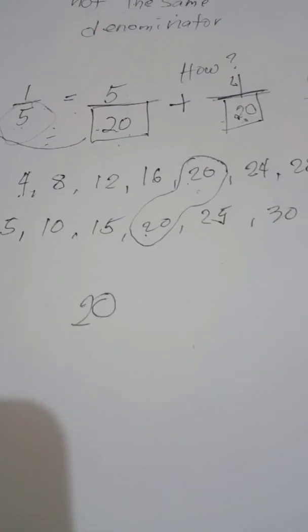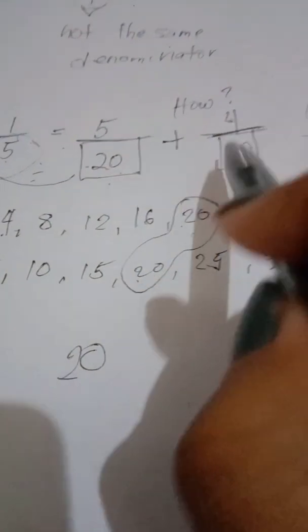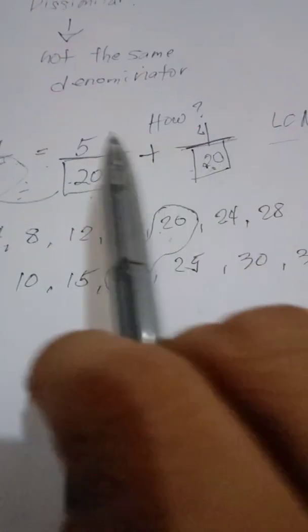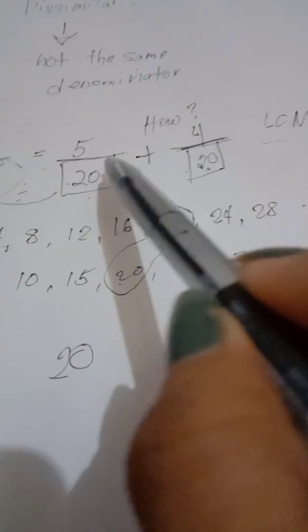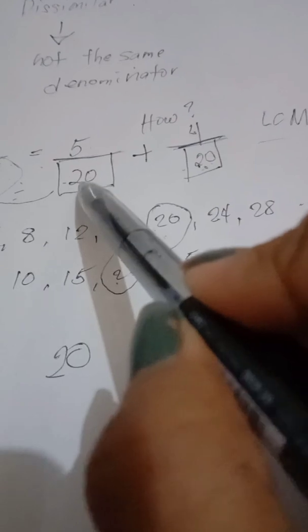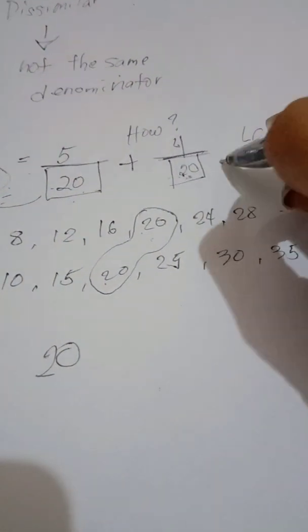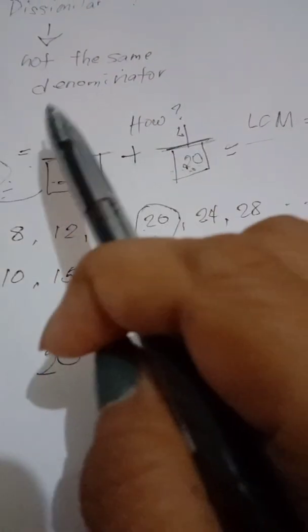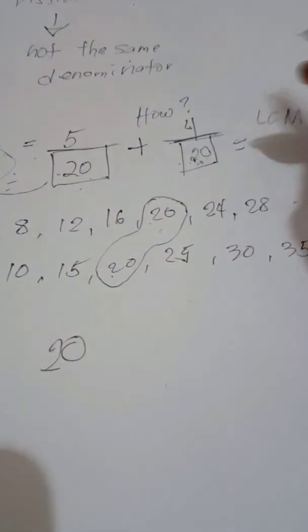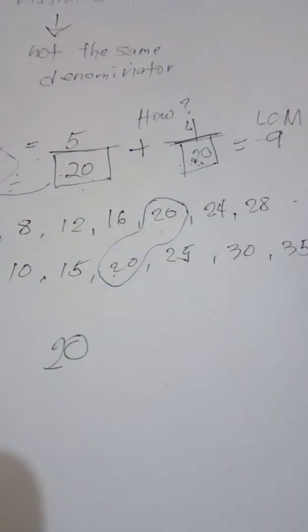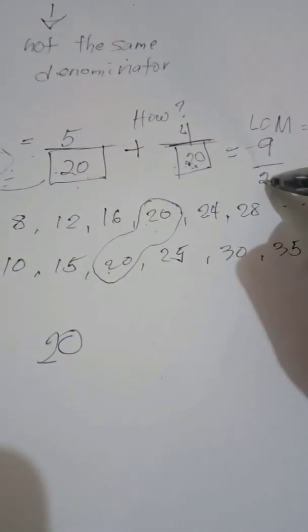Now, we can see that we already have the same denominator. So can we add the numerators? Yes, we can add the fractions since they are already similar fractions. So, let's add the numerators. 5 plus 4 is equal to 9, and just copy the denominator, which is 20.